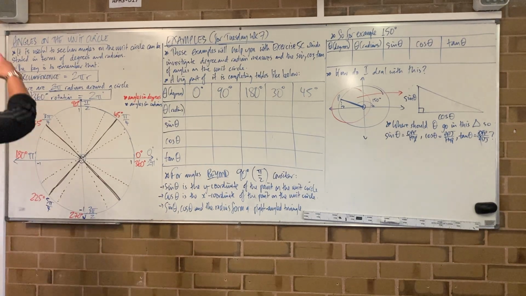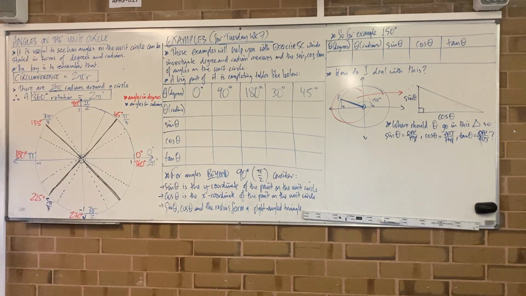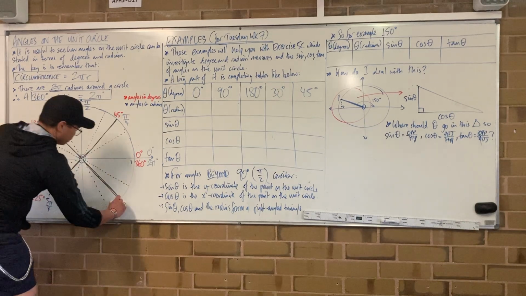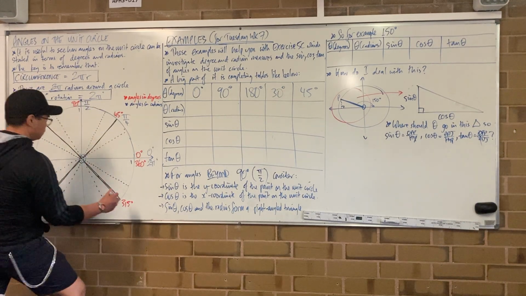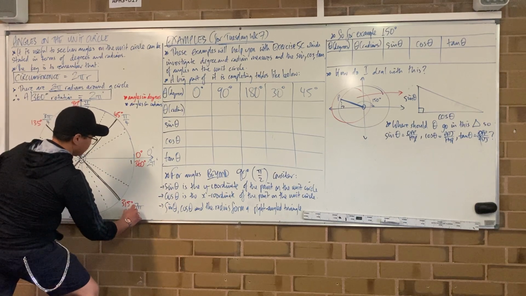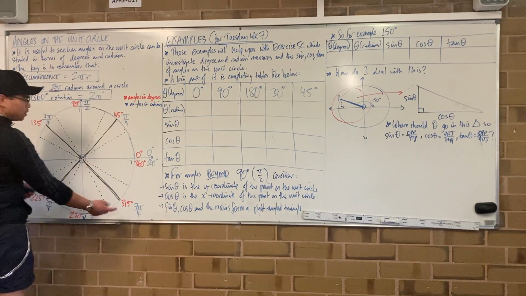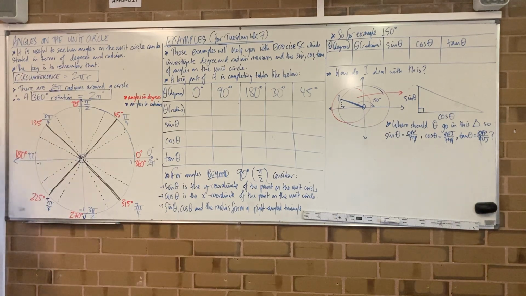What would this be as an angle? 360 take away 45? 315. 315 degrees, which would be 7 pi over 4. Why does that make sense? Because this would be 8 pi over 4. 8 divided by 4 is 2 pi.